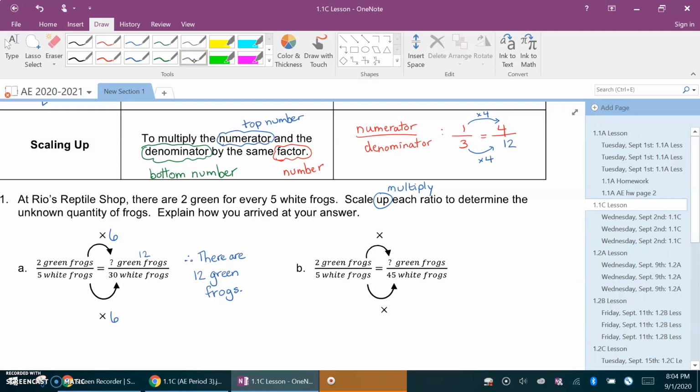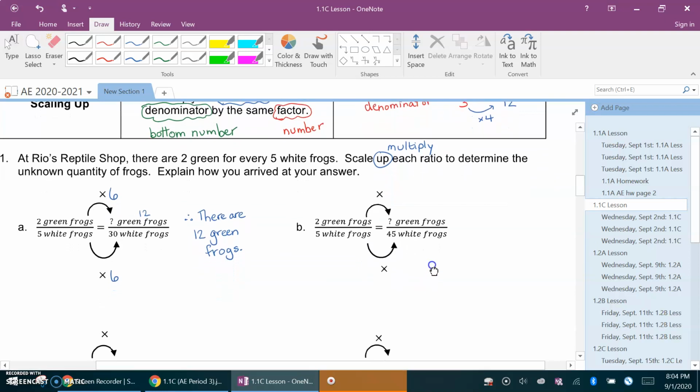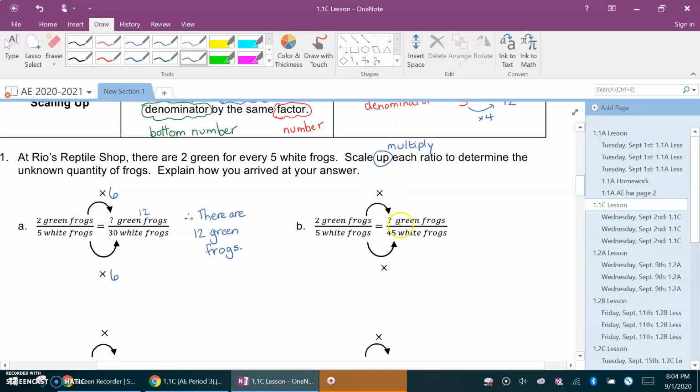So let's take a look at B. So again, we have 2 times something is question mark, so that's not a good place for us to start. 5 times something is 45. So if you need to count out like 5, 10, 15, 20, like do that until you get to 45, or you can use a chart. We're going to multiply by 9, and then 2 times 9 gives us 18. So this means that there are 18 green frogs.